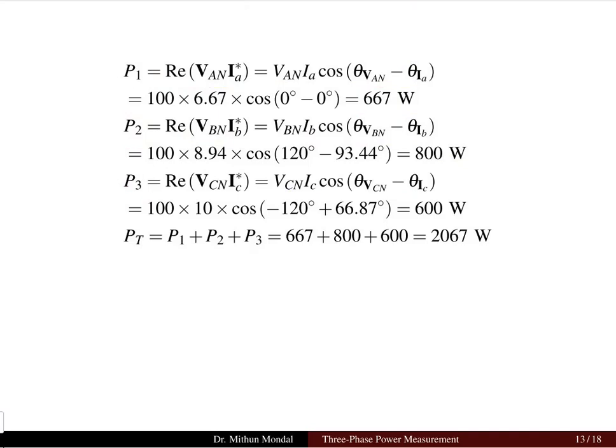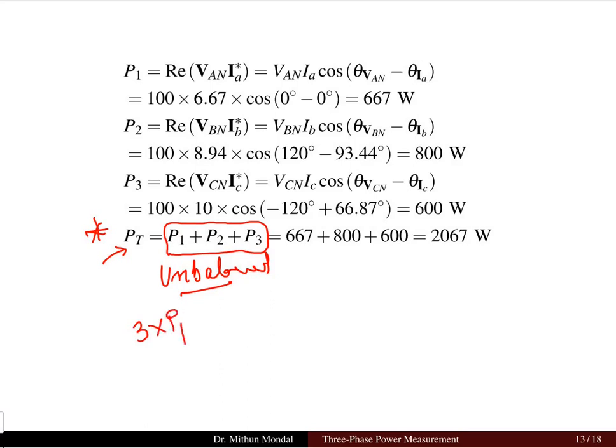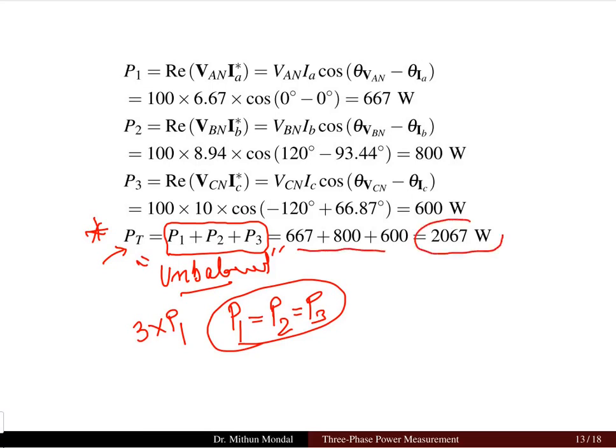It means that the total power is nothing but the sum of the powers P1 plus P2 plus P3 in the individual phases, as the load is unbalanced. Since the load is unbalanced, we are adding the power in the individual phases. If the load is balanced, we could have easily multiplied by 3 times P1, because in that case P1 will be equal to P2 will be equal to P3. This is for the balanced system. However, since we are dealing with the unbalanced system, the total power, which is the sum of all the powers in individual phases, is giving me 2067 watt. So this is the power.